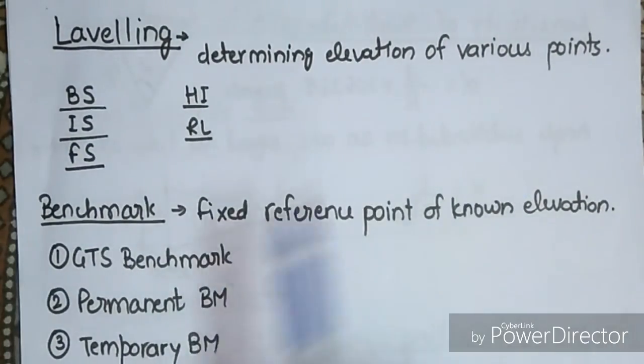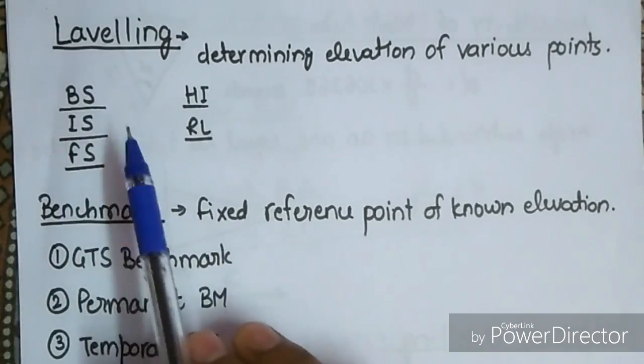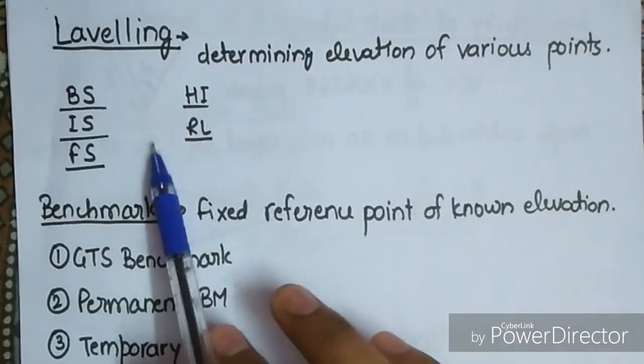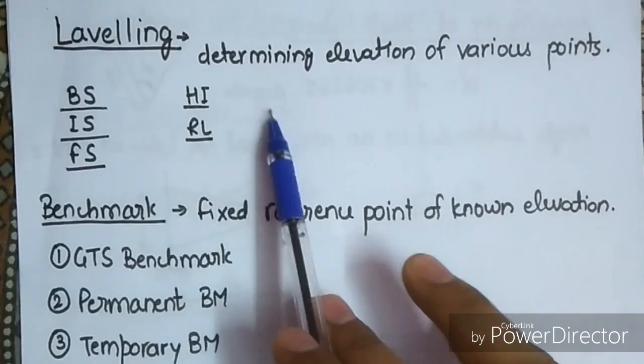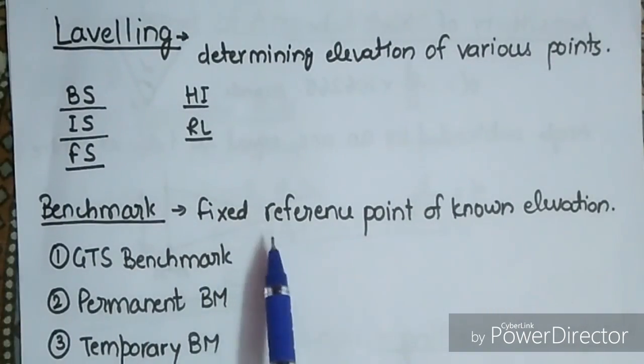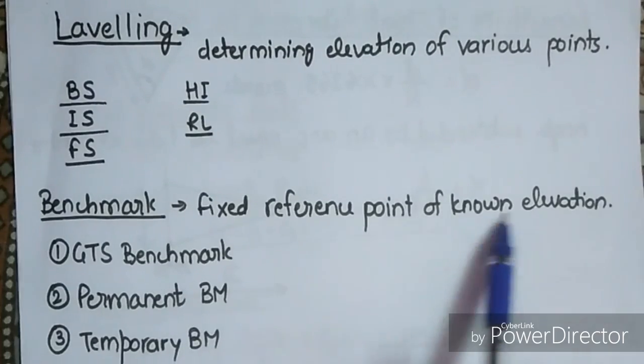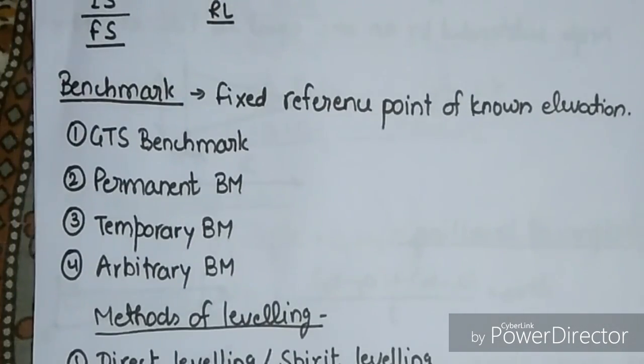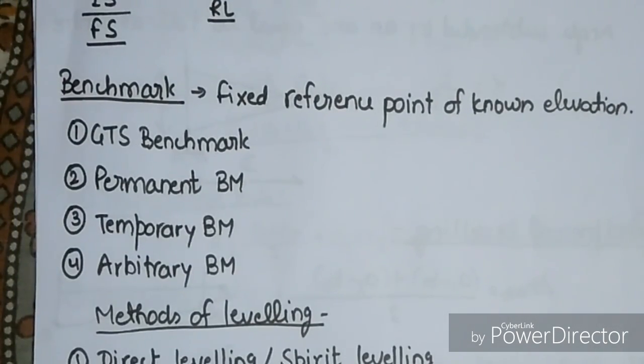Next topic is leveling. Leveling is determining the elevation of various points. Here we have different terms as backsight, intermediate sight, foresight, height of instrument, reduced level. We must be aware of all of these terms. The benchmarks are fixed reference points of known elevation. There are different types of benchmarks like GTS, permanent, temporary, and arbitrary benchmark.